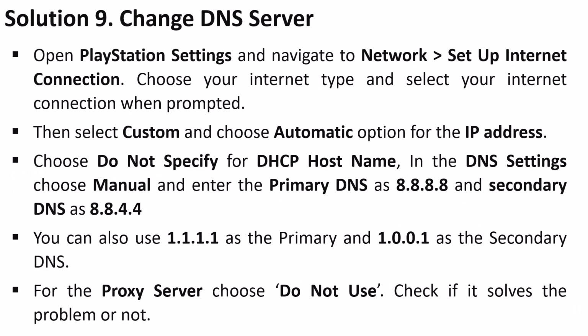Solution 9 is to change DNS servers. Open PlayStation settings and navigate to network, set up internet connection. Select your internet type and select your internet connection when prompted. Then select custom and choose automatic option for the IP address. Choose don't specify for DHCP hostname. Now in the DNS settings, choose manual and enter primary DNS as 8.8.8.8 and in secondary DNS enter 8.8.4.4 and for the proxy server choose do not use and then you can go ahead launch the game and check if a problem is solved or not.